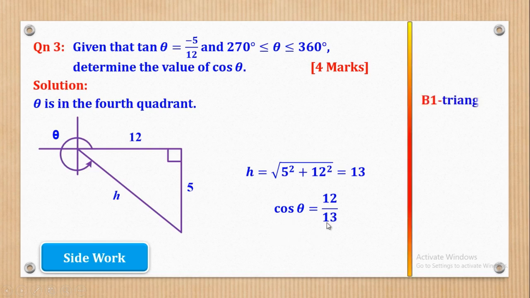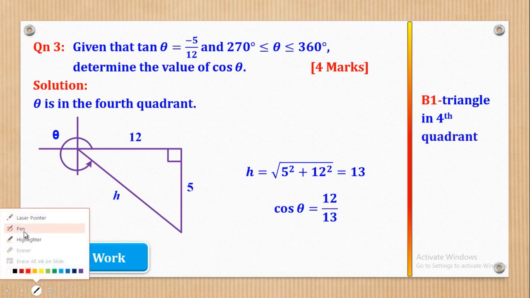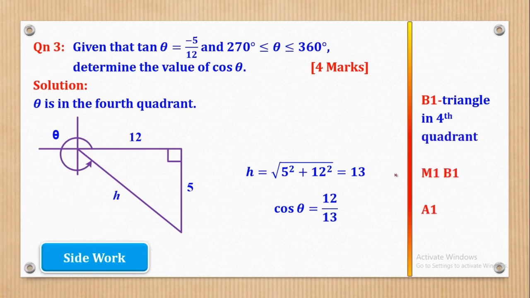Okay, so now let's see how the marks can be awarded. First of all, this one will be for drawing that right angled triangle, and this one is for you to use Pythagoras theorem, and when you come up with 13 you get your third mark, which is B1. And this A1 is to state the expression for cos theta, but it has to be positive.